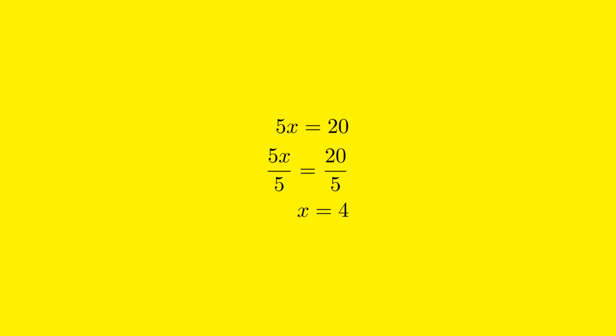On the left side of the equation, dividing 5x by 5 results in just x. This is because any number divided by itself equals 1, and 5 divided by 5 is 1, so we are left with just x. On the right side of the equation, dividing 20 by 5 gives us 4. So the equation now simplifies from 5x equals 20 to x equals 4. This means the value of x that satisfies the initial equation 5x divided by 2 equals 10 is 4.